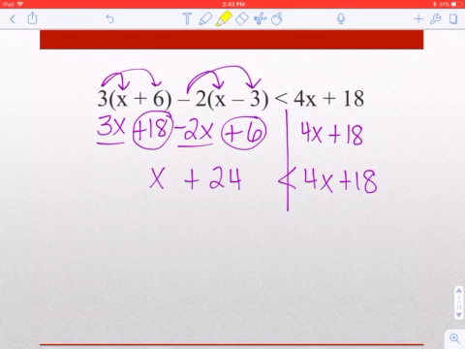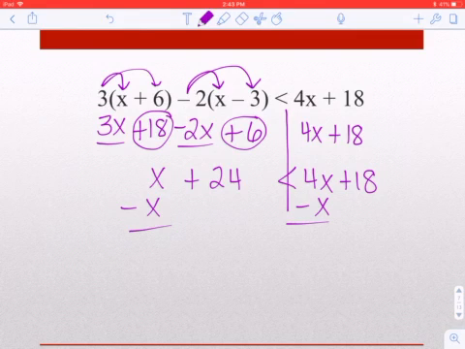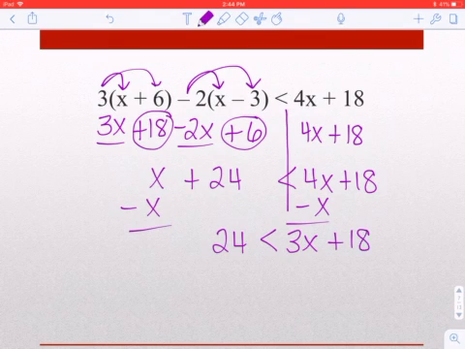So like I said in the solving equations video, my recommendation is to always move the smaller one. So I would start by subtracting x on both sides. When you do this, you bring down the 24. 4x minus x is 3x. And then you bring down the plus 18. Now you're back to your two-step equation. And even though your variable is on the right, you can still solve this like all your others.